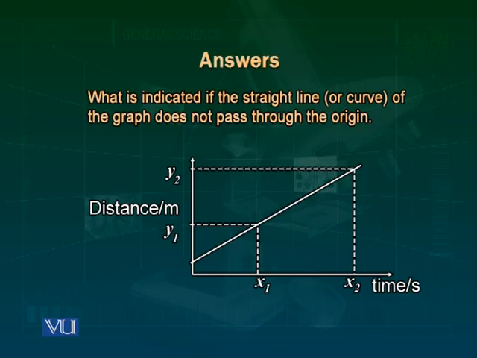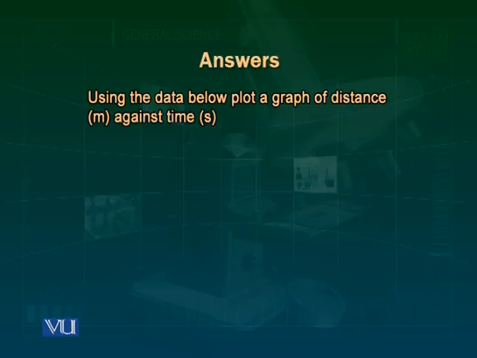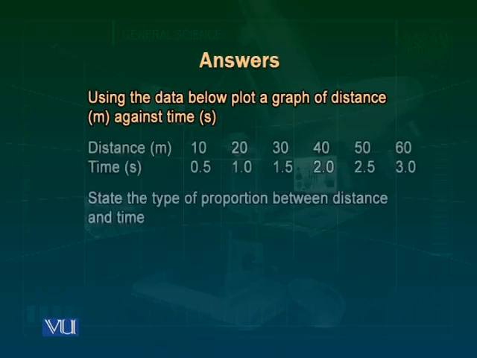Now, what we're going to do, in the next few minutes, is try to look at how to plot a graph. You have data. The data given to you is distances of 10 meters, 20 meters, 30 meters, 40, 50, and 60, and you have different times given, and we have to now plot a distance-time graph, and then analyze what the data indicates to us.